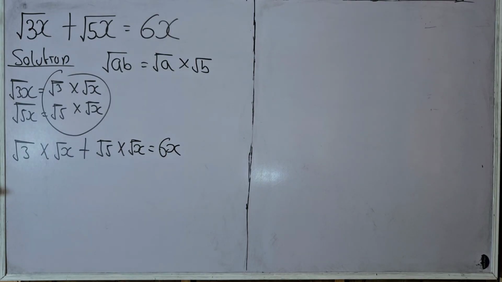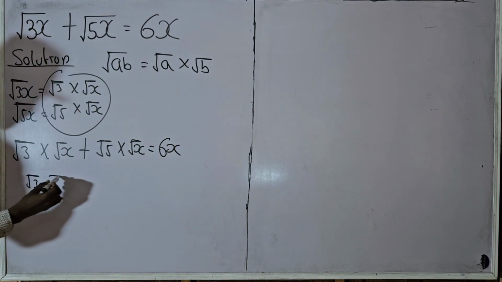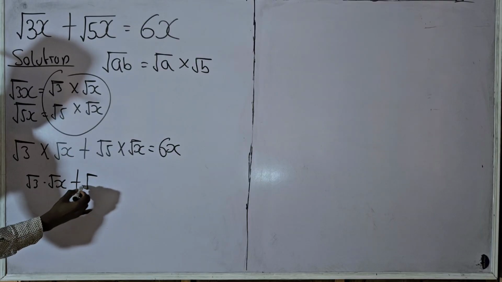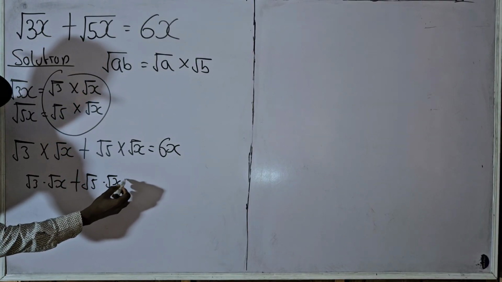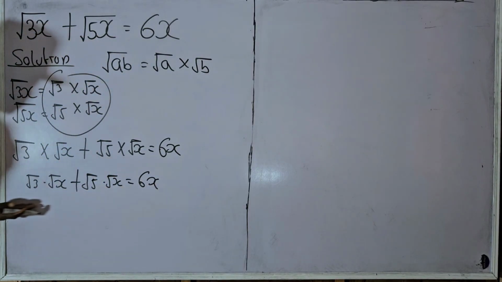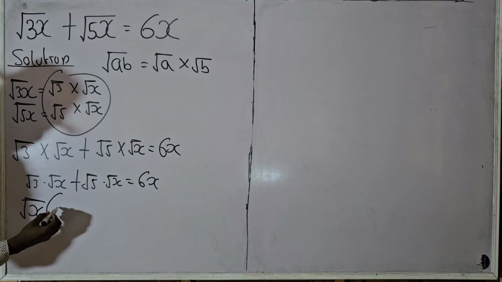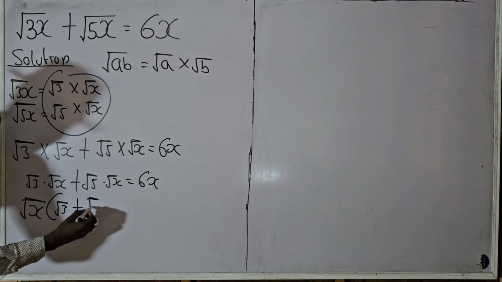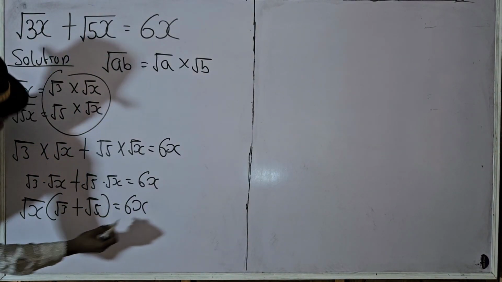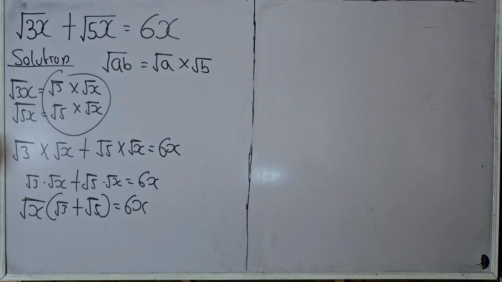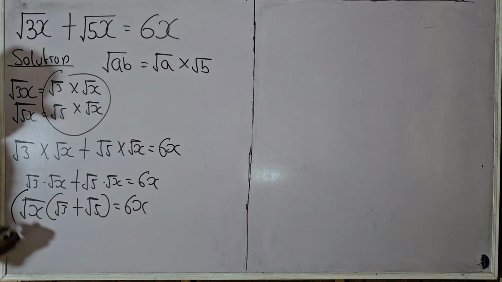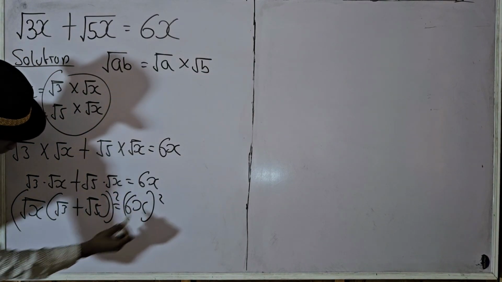Are you following? Okay. Here, root x is common, right? Because we have root 3 multiplied by root x plus root 5 multiplied by root x equals 6x, and root x is common to the left-hand side. So I'm going to have the square root of x times the square root of 3 plus the square root of 5 equals 6x. Are you following? Then the next step is that I'm going to take the square of both sides of the equation. So I'm going to have this squared and this squared, right?